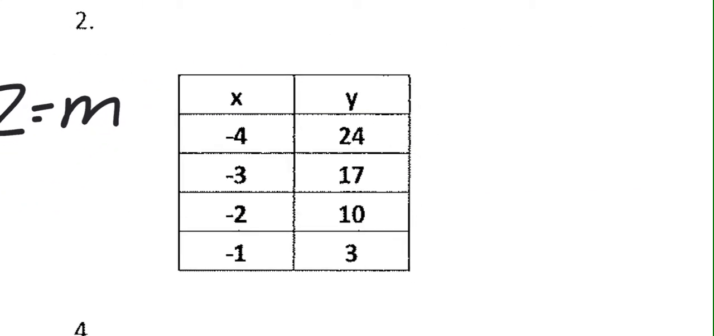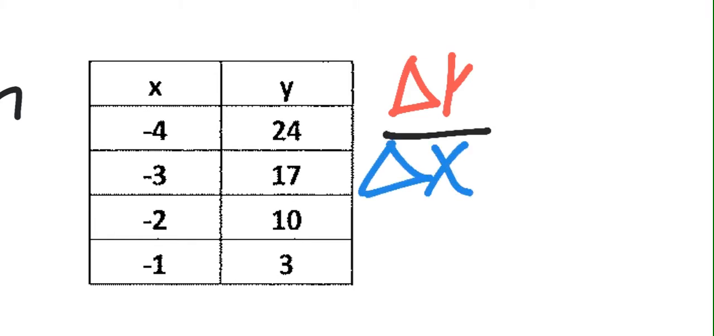Going to move on to the next example here. Same exact thing. We are going to worry about our change of y over our change of x. Y has always got to go on top, because that's going to be our m. So we'll look at the y first.